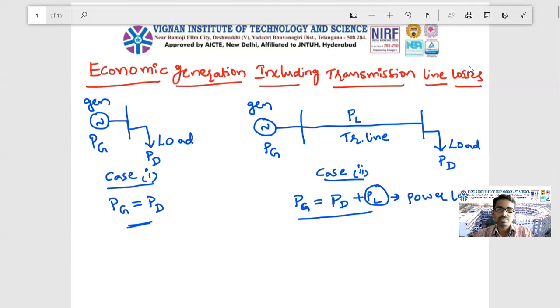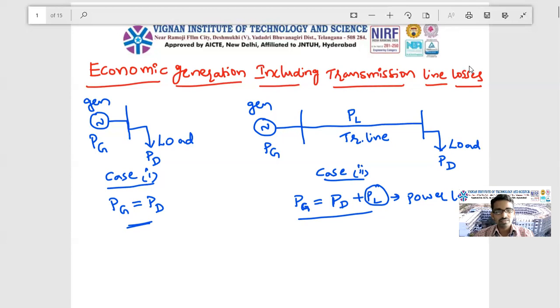So if I include these transmission line losses in the system, then what happens? How is the economic generation going to be available here? We'll see. To introduce complexity, we are just adding the transmission line, but previously we were not having the transmission line. You must have a transmission line, and that will introduce the complexity of the system, right? So here you are having the power loss. We are including that power loss in the system. By considering the power loss, we are going to have the economic operation or economic generation of the power system, right?